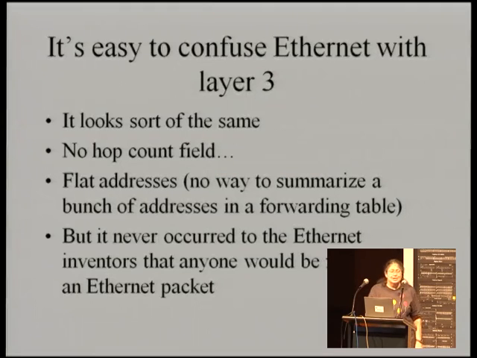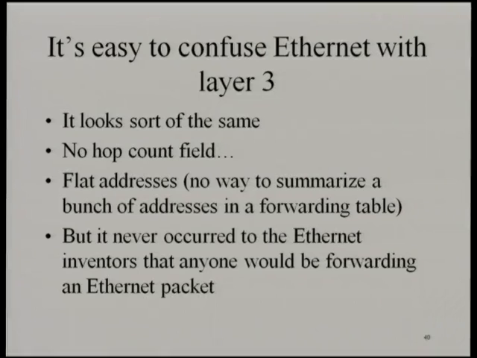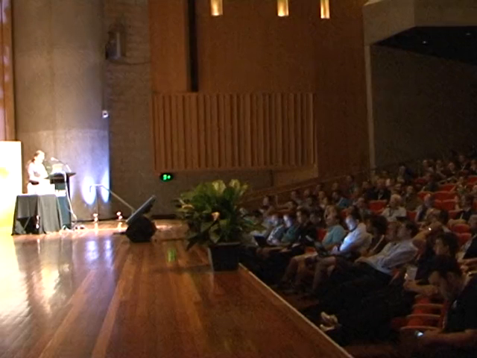It's easy to confuse Ethernet with a layer 3 protocol. It looks kind of the same. There's no hop count field. In Ethernet, addresses are flat, meaning there's no way to summarize a bunch of addresses with one forwarding table entry. So Ethernet would not be suitable for replacing the Internet. But the Ethernet inventors never put in something like a hop count because it never occurred to them anybody would be forwarding these packets. So why are we forwarding these?